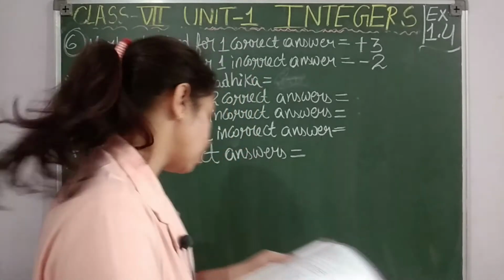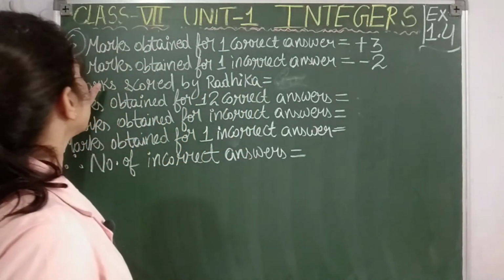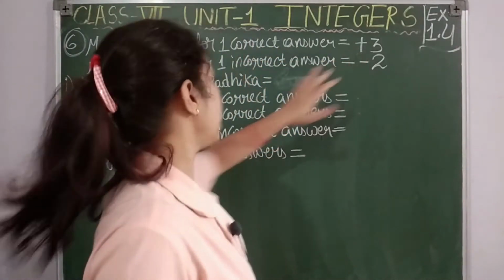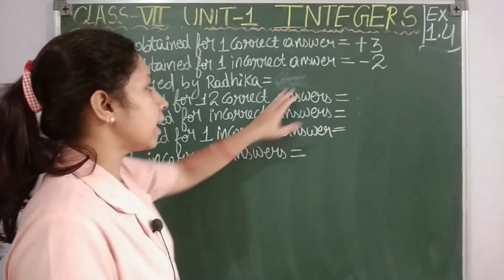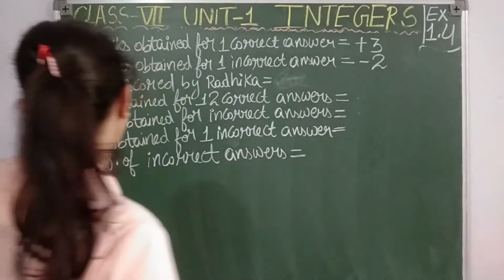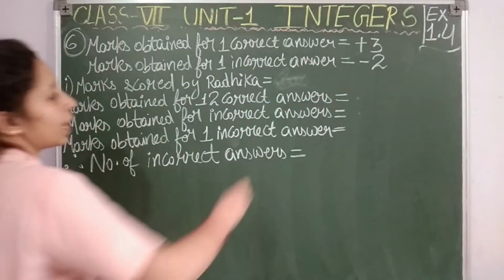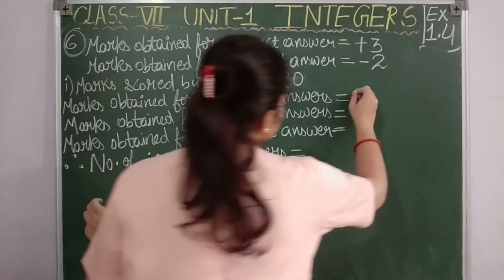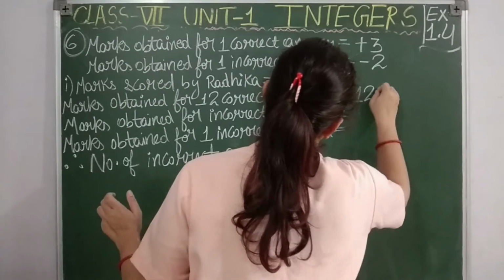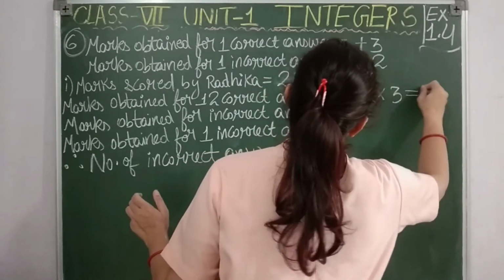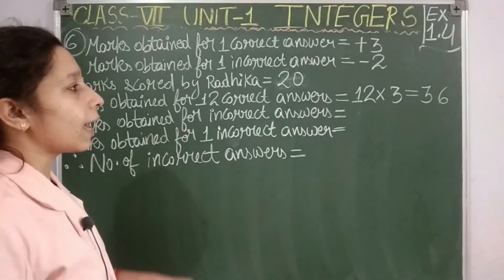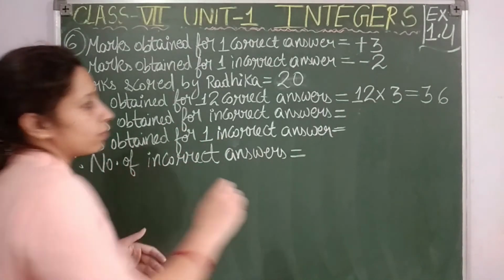Let us solve this question, students, then it will be clear. So steps I have written: marks obtained for one correct answer +3. Marks obtained for one incorrect answer, -2. Now in case of Radhika, marks scored by Radhika, 20. Marks obtained for 12 correct answers. We have already discussed 12 into 3. 12 threes are 36. Fine. Marks obtained for incorrect answers. This also we have discussed, we have calculated.